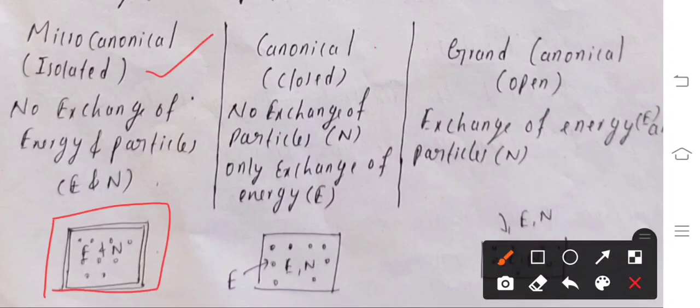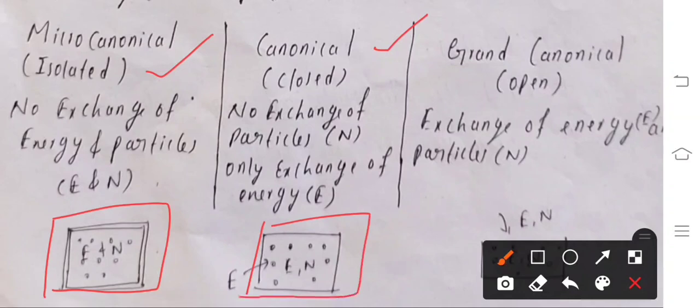And the next system is the canonical system. We can also call the canonical system a closed system. Here also we consider one system with n number of particles, and E is the energy of the system. In a closed system we observe that there is only exchange of energy with the atmosphere, and there is no exchange of particles with the atmosphere.